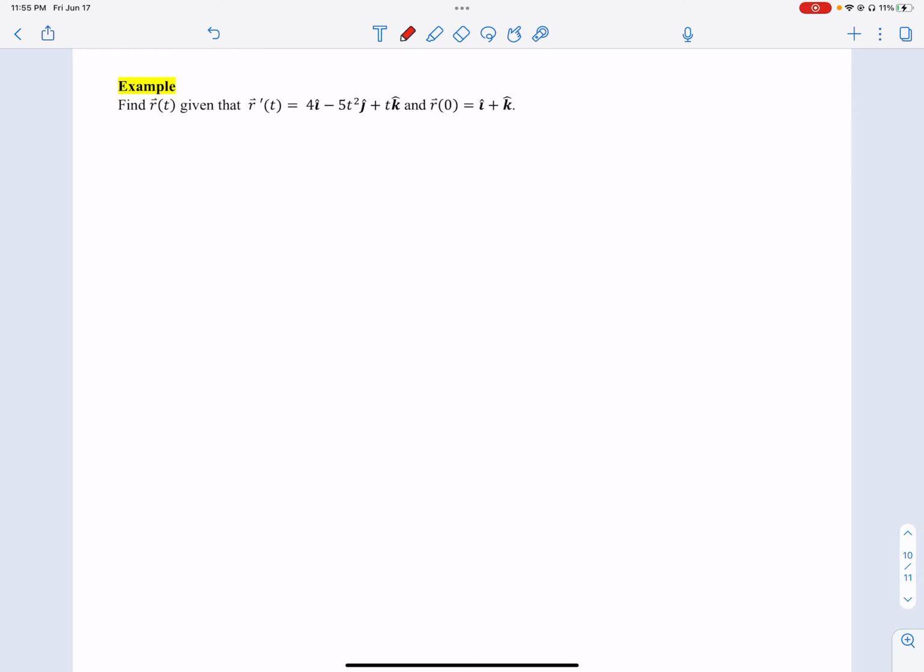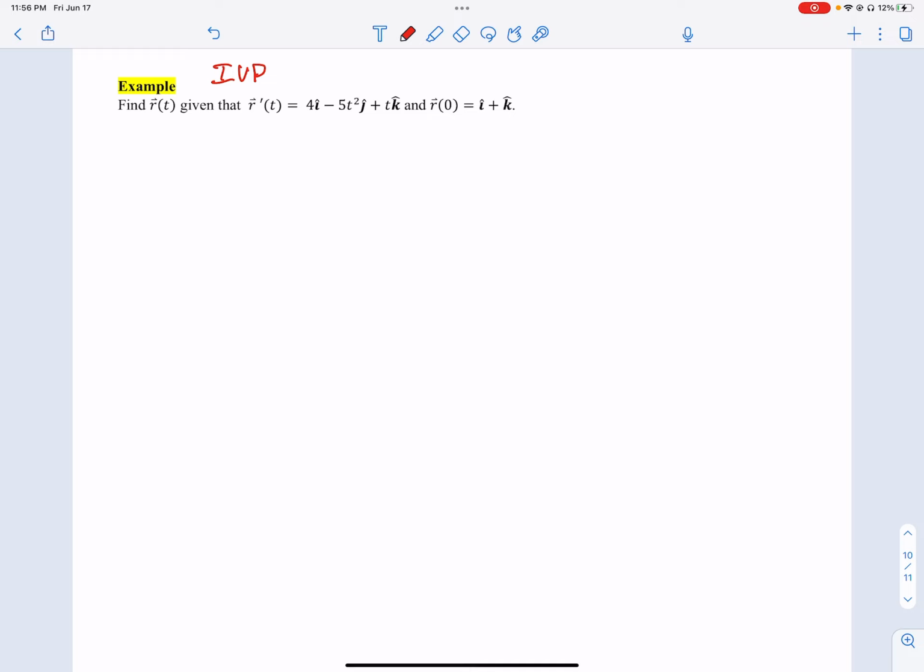So let's look at another example. This example being r of t there. They say find r of t given that r prime of t is that function and r of 0 is that. This is called an IVP, an initial value problem. They give us a differential equation is what we see on the screen here, even though it's just a chilled out version with an initial condition.